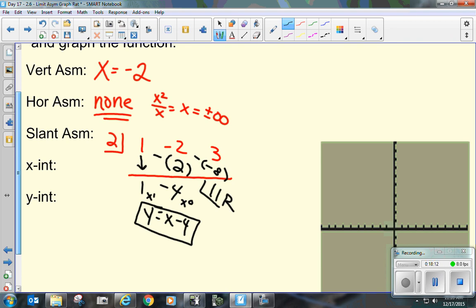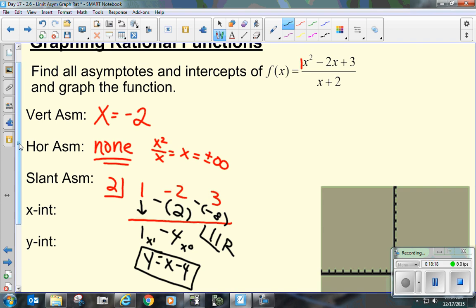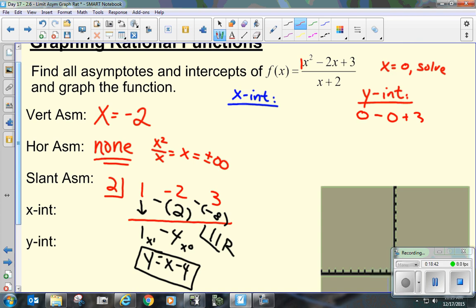Now, the y-intercepts seem to be easier than the x-intercepts, don't they? Let's get these up here. Okay, we have our x-intercepts, and we have our y-intercepts. Our y-intercepts, don't forget, we just make x equal to 0 and solve, right? Or simplify. So, I'm going to have 0 squared minus 2 times 0 plus 3 all over 0 plus 2. You get 3 over 2. That's my y-intercept.